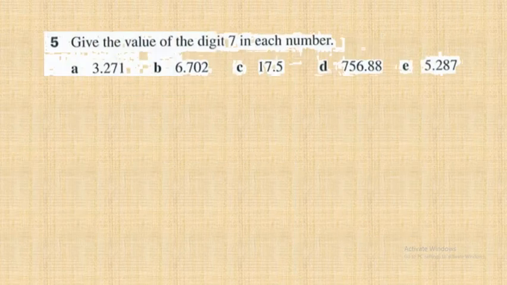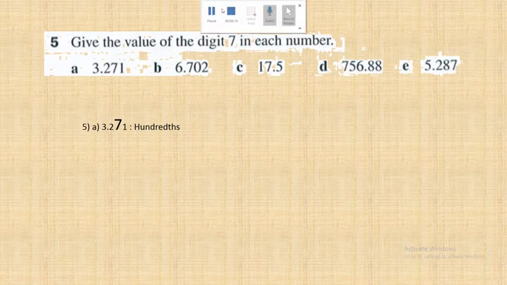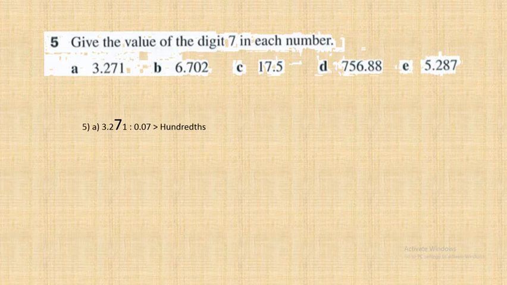Give the value of the digit 7 in each number. So here, question number A is saying 3.271. So what's the value of it? The value of it is going to be 0.07, which is going to be the hundredth. Okay? So we said that it's going to be the hundredth, so it's going to be 0.07. This is the value and this is the place value.